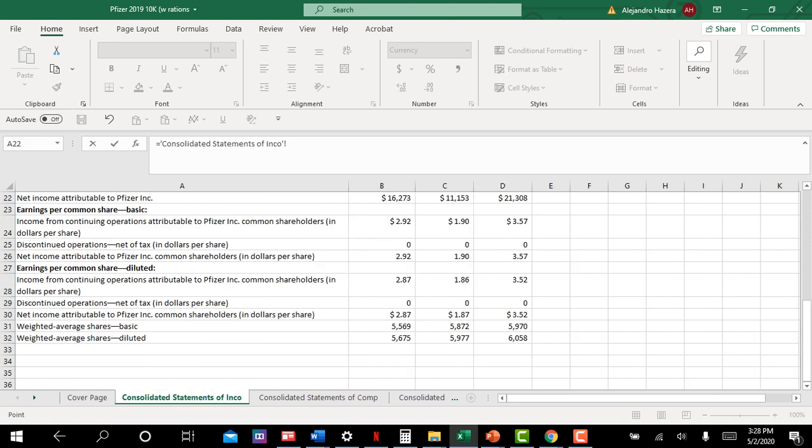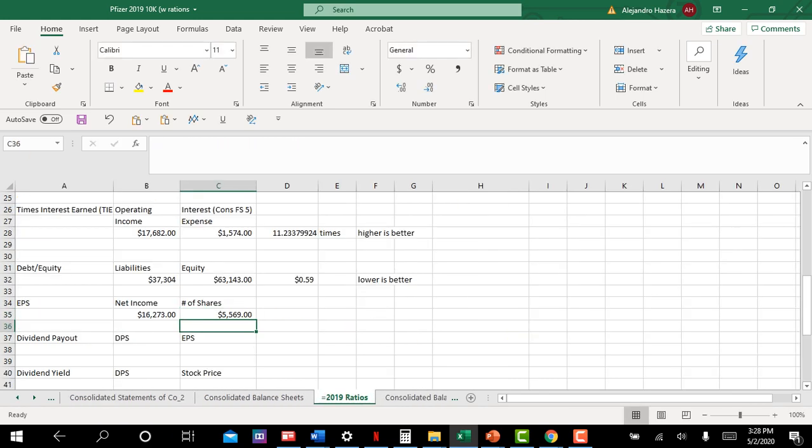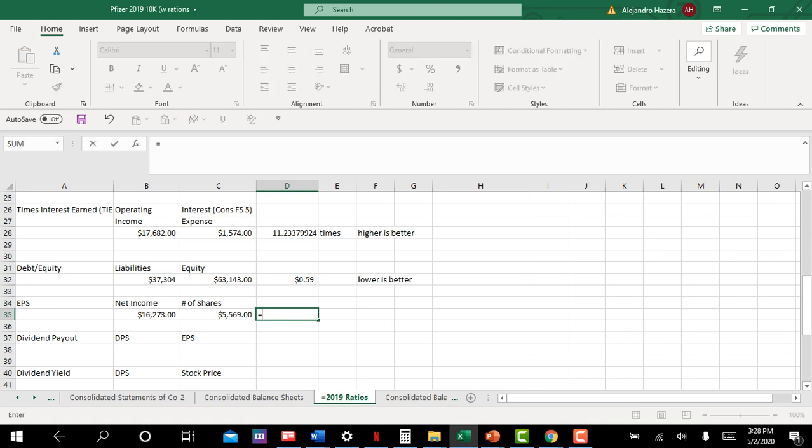Okay, statement of income. The shares you always want is, you go to the very bottom and you'll see weighted average shares basic. There's two levels of earnings per share, basic and diluted. I won't explain them now, but you always want the basic, at least for our purposes. So we are going to put that over 5569, and we're going to end up with earnings per share of $2.92.